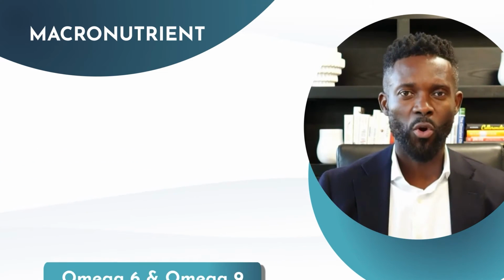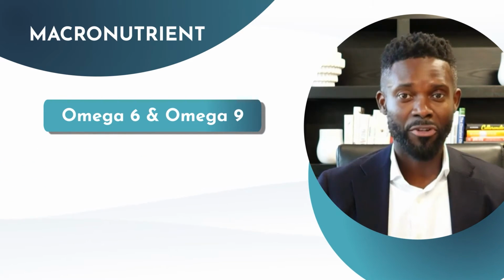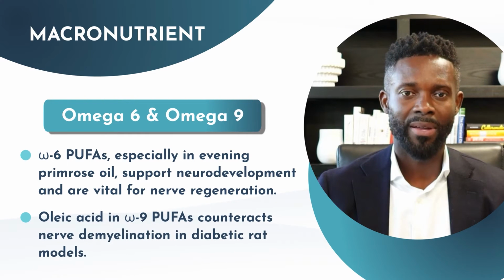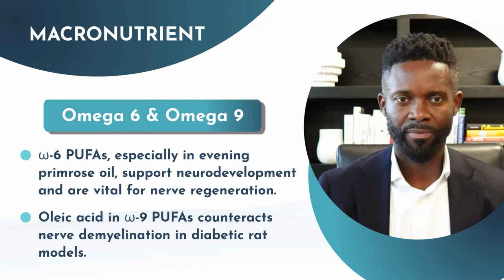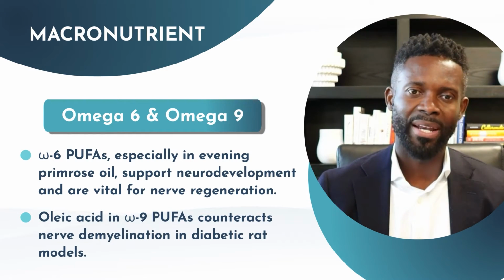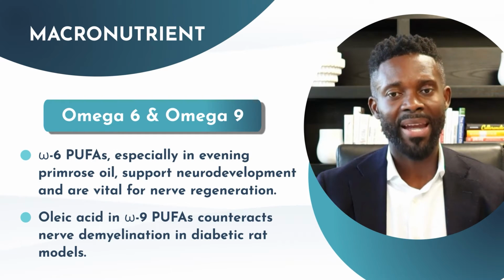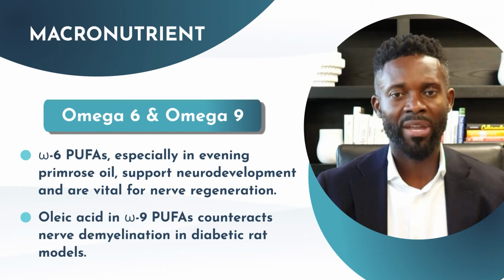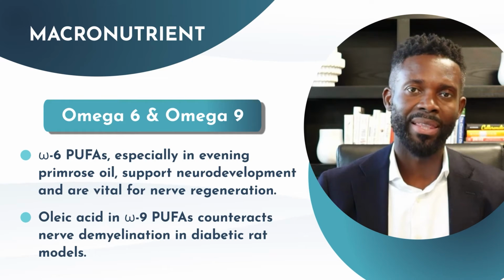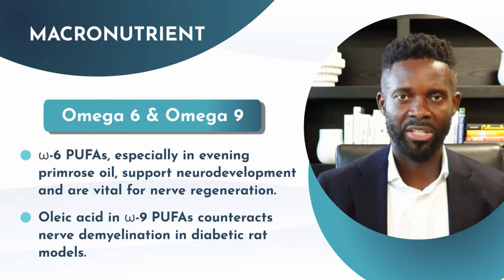Now let's talk about omega-6 and omega-9. Studies have shown that omega-6 can support neurodevelopment and is vital for nerve regeneration. Oleic acid in omega-9 counteracts nerve demyelination in diabetic rat models. So we have some studies from animals that show that this could be helpful in managing neuropathic pain.